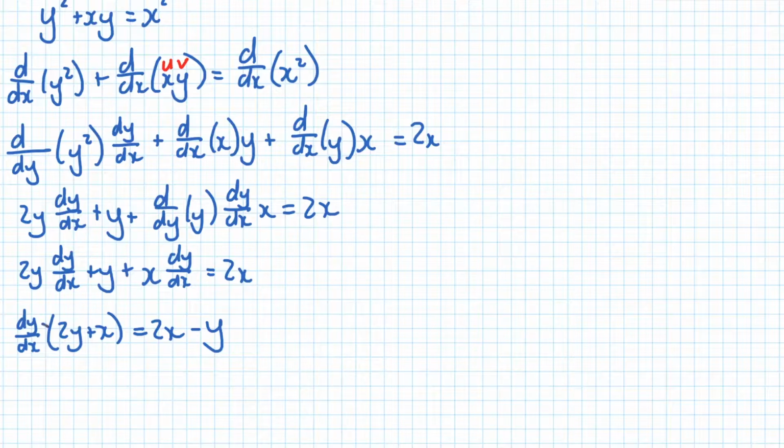There is a multiply between the dy by dx and the 2y plus x. So to get rid of that times 2y plus x, we'll divide it by 2y plus x. So we're going to end up with dy by dx is 2x, subtract y, all over 2y plus x.